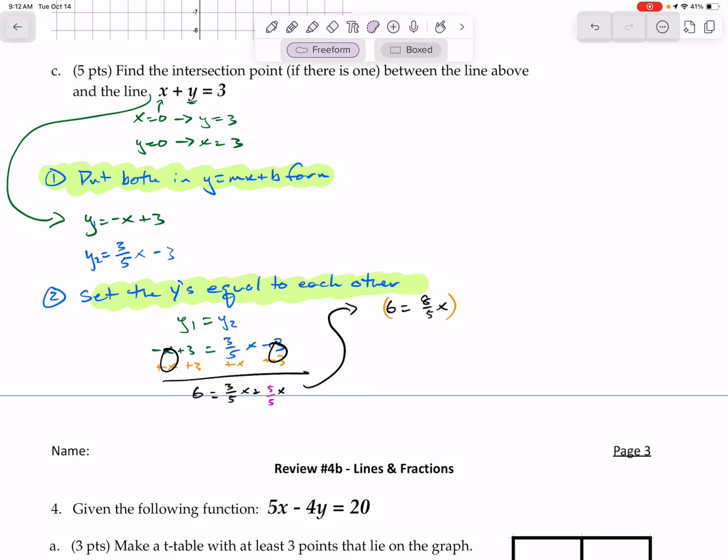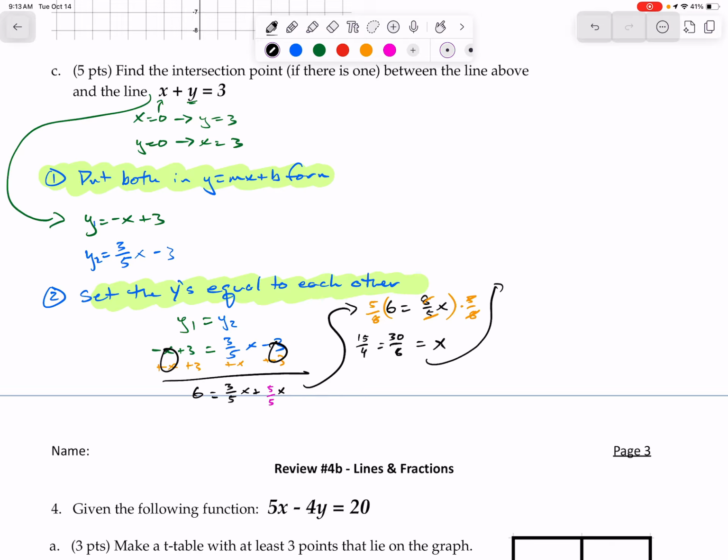Okay, so multiply both sides by 5 over 8 so that those cancel out. And I get x equals 30 over 8, which is the same as 15 over 4. So that's my x value.